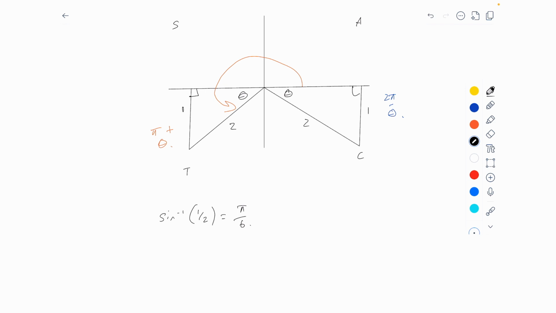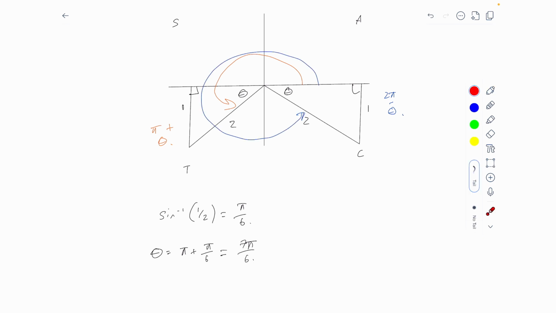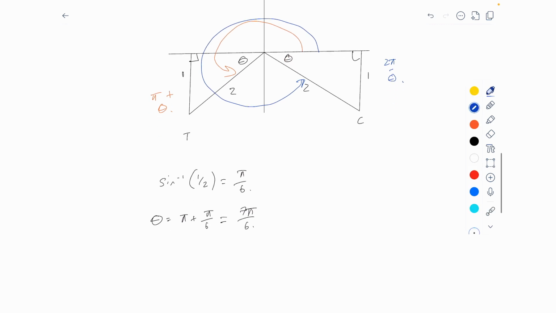So therefore, we've got theta is going to equal pi plus pi over 6, which equals 7 pi over 6. Now for the second one, we're going all the way around, and as you can see, this makes sense again. It's 2 pi, which is the whole thing, minus this. And so what's that going to give me?